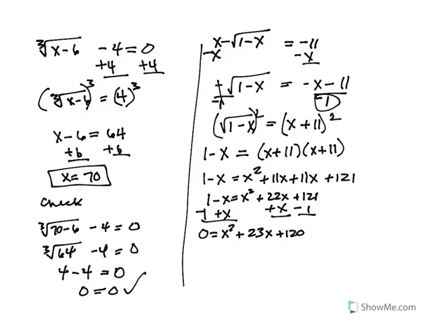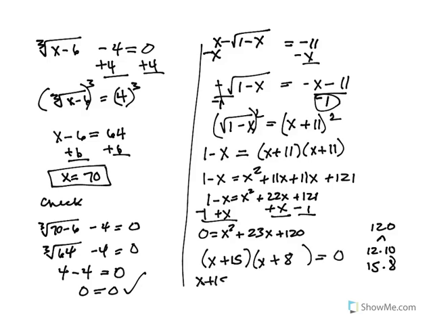So I got x squared plus 23x plus 120. Let's factor. I need factors of 120 that will give me a 23. I had to use my calculator to go through the list. When I go through my list, I get 15 and 8. So plus 15, plus 8. Setting each factor equal to 0, I get x equals negative 15 and negative 8.